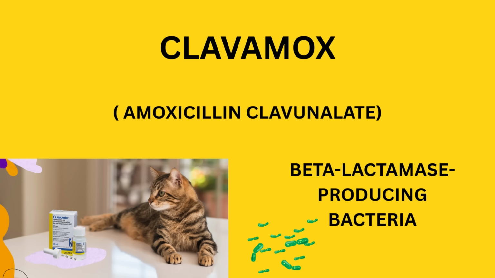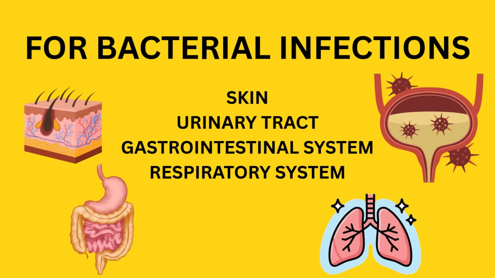Clavamox, amoxicillin clavulanate, is one of the most commonly prescribed antibiotics in small animal practice, valued for its broad antimicrobial coverage and its ability to overcome beta-lactamase-producing bacteria. Understanding when and how to use Clavamox is essential for veterinary students preparing for clinical rotations or licensing exams. Clavamox is indicated for various bacterial infections in cats, including skin, respiratory, gastrointestinal, and urinary infections. Knowing these helps you make informed decisions and feel more capable and prepared in clinical situations.